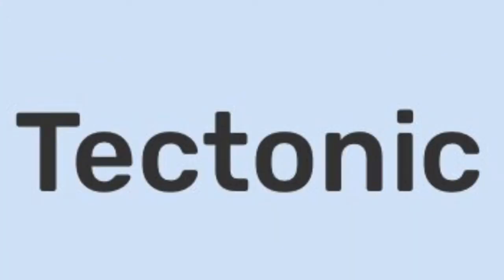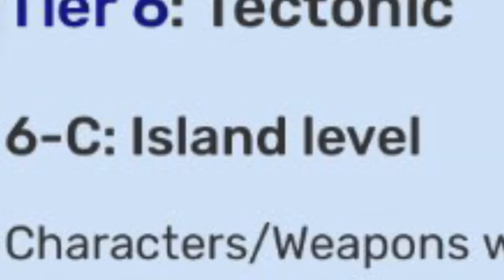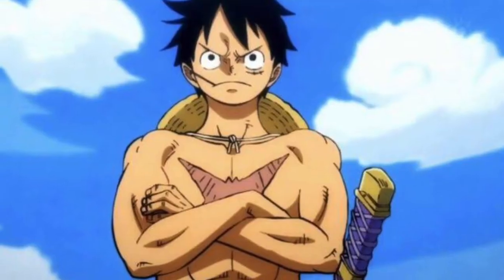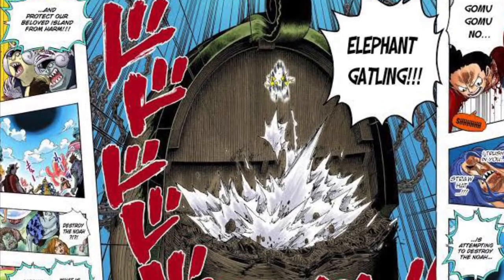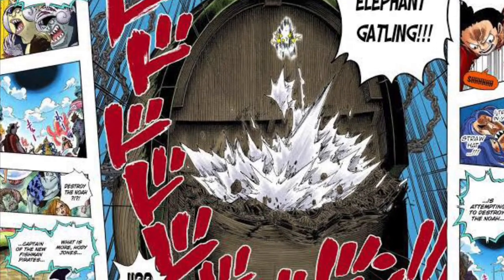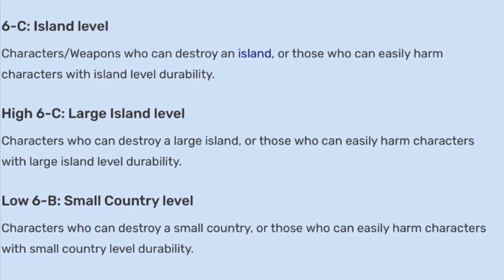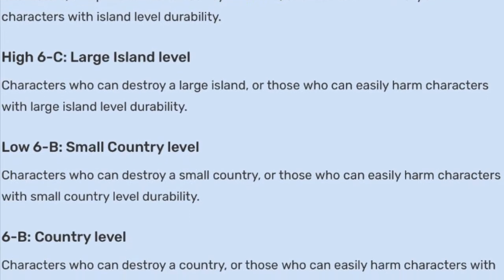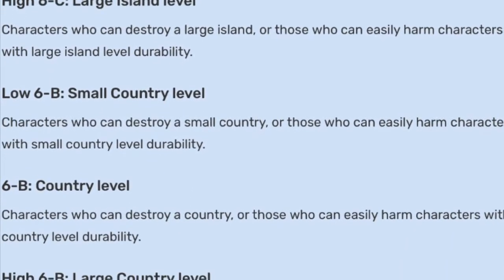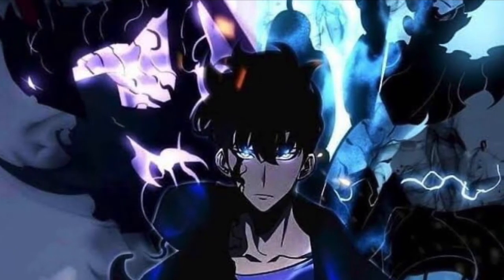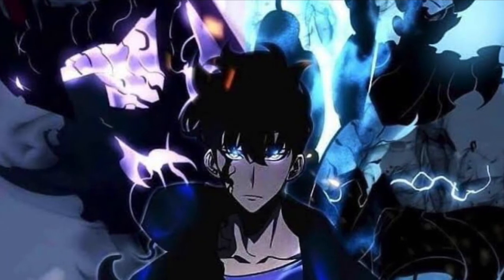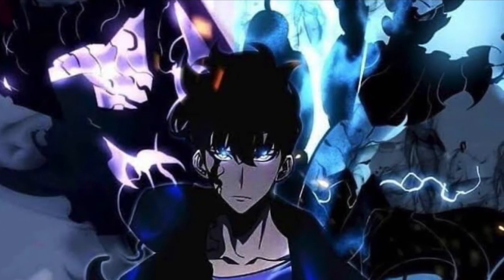Anyways, next up is tier 6, Tectonic. In tier 6, there are also 7 sub-tiers. The first of which is 6C or island level. An example of a character that is island level is Luffy, Monkey D. Luffy, since Luffy almost completely destroyed Noah, which is half of Fisherman Island's size. Next is high 6C, large island level, and low 6B, small country level. An example of this is Sung Jin Woo before he inherited the monarch's abilities completely.